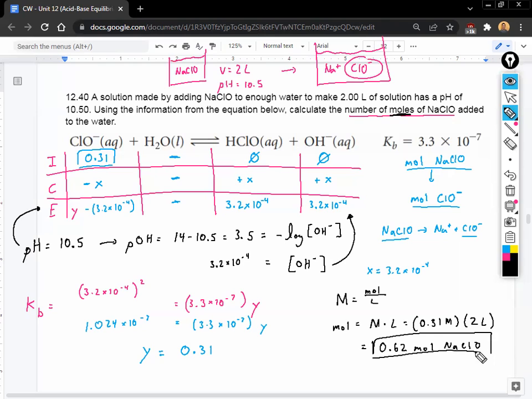Okay, so if you add 0.62 moles of NaClO into a solution, it'll make a solution that has a pH of 10.5. So even though you didn't add any base directly, it still made the solution basic because one of the ions, ClO minus, is going to react with the water.